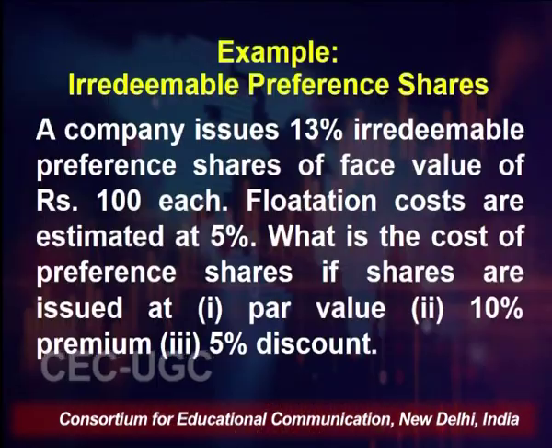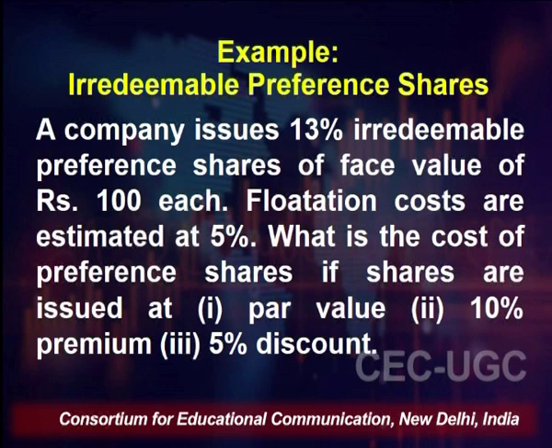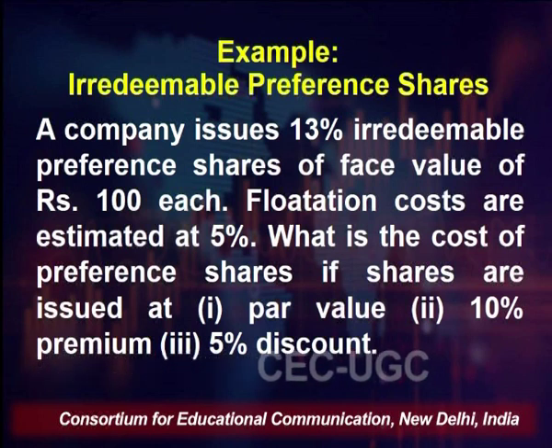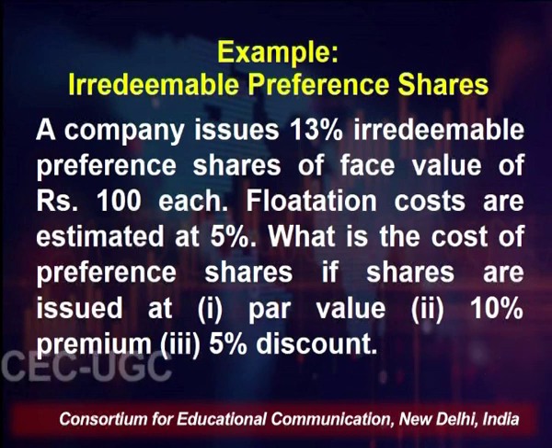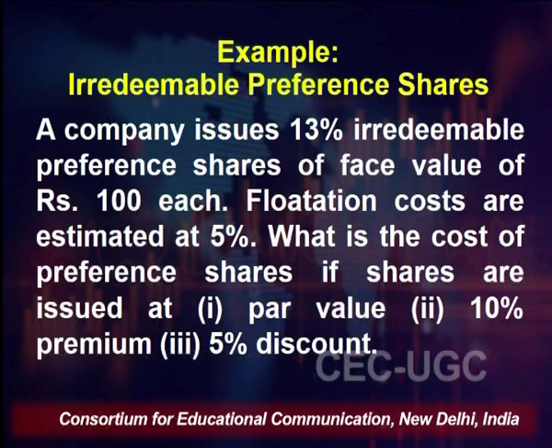Now, the company issues 13% irredeemable preference shares of face value of rupees 100 each. The flotation cost is estimated at 5%. Now, what is the cost of preference shares if the shares are issued at par, at 10% premium, or at 5% discount? Again, the three cases are given and we will see how we can solve it.